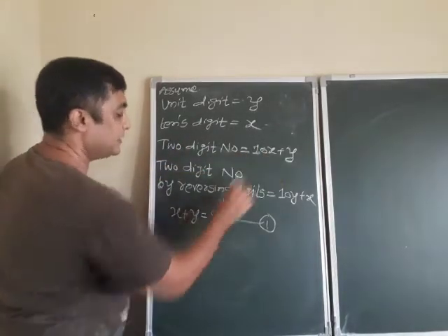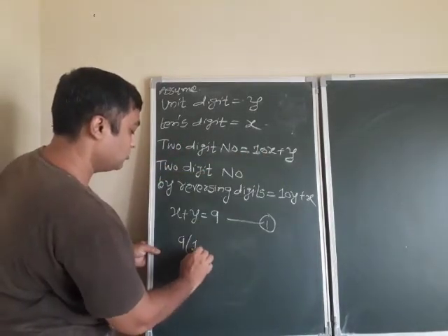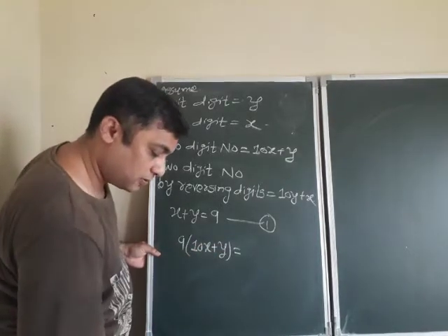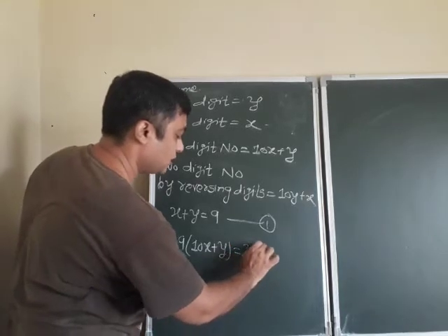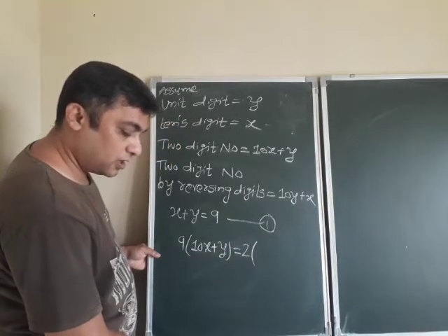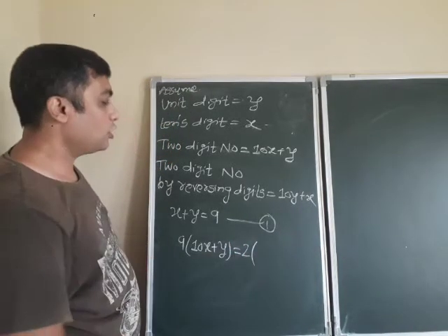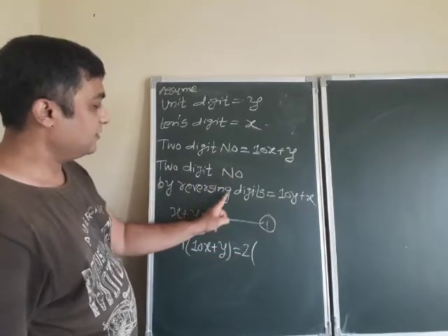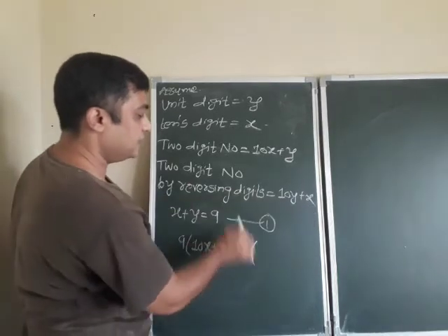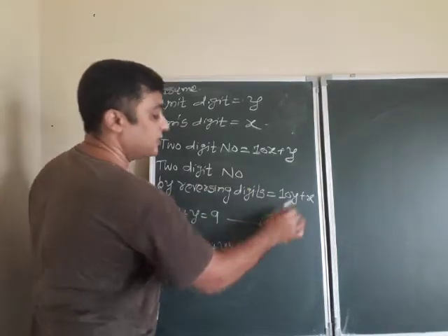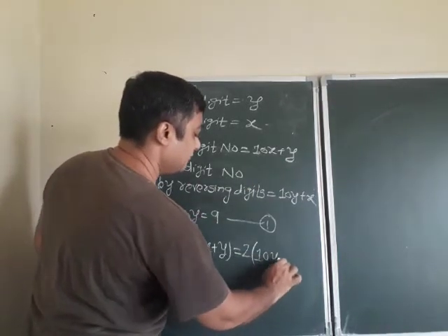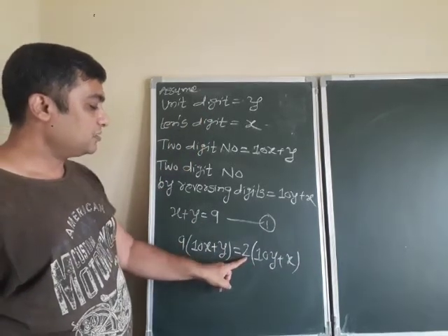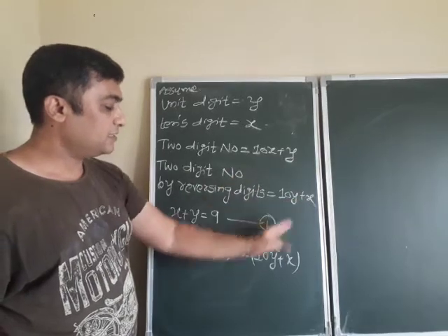also 9 times this number is twice the number obtained by reversing the order of the digits. So it is twice the number obtained by reversing the digits, that is 10y plus x. So 9 times the number is twice the number obtained by reversing the digits.